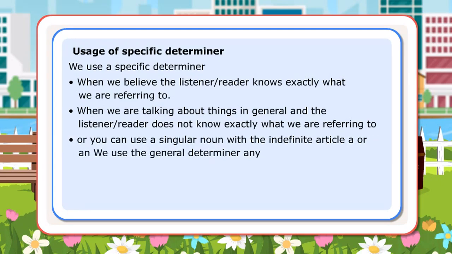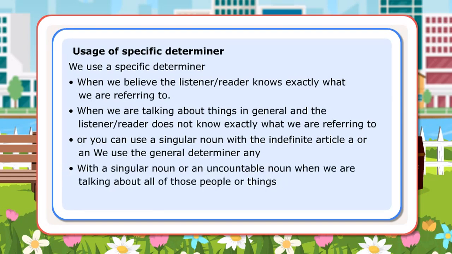we can use a singular noun with the indefinite article a or an. We use the general determiner any with a singular noun or an uncountable noun when we are talking about all of those people or things. Another is used to talk about an additional person or thing.